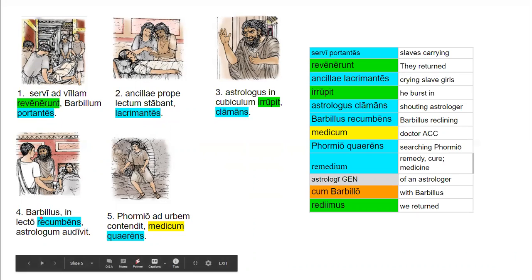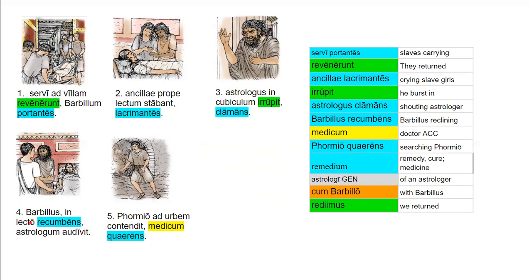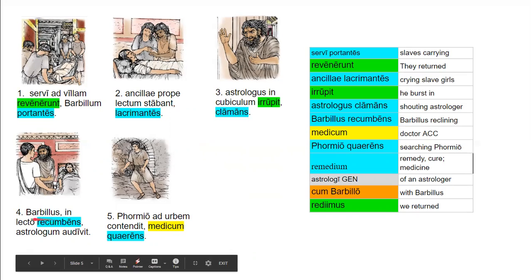All right. Barbilus in lecto recubens astrologum audiit. So Barbilus, reclining in the bed, heard the astrologer. So we're describing Barbilus as which Barbilus is it? It's the Barbilus that is lying in bed. And this participle is taking a prepositional phrase. It's describing where he's lying. So Barbilus, lying in bed, heard the astrologer.